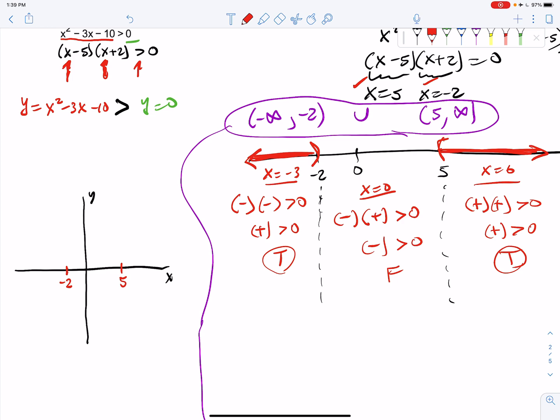So this graph opens up. You can see it opens up because the a value is positive. And so let's go ahead and just make that graph. You also can see it crosses the y-axis at negative 10. But this just has to be a rough sketch, really. It doesn't have to be perfect. Definitely has to be opening the right direction, though. So it looks something like this.